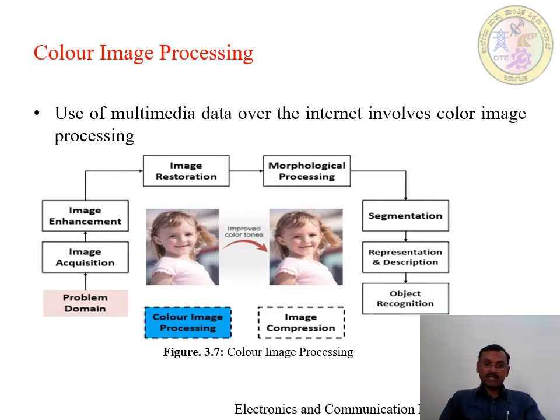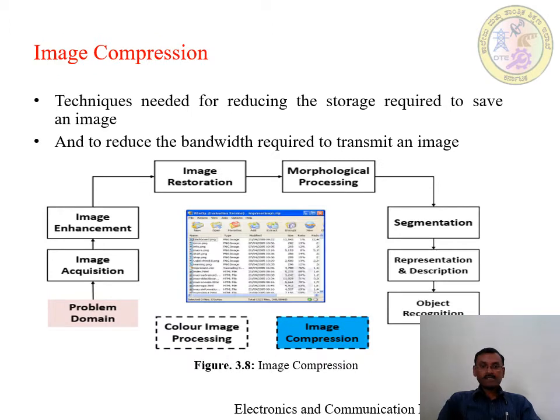In color image processing, as you see on the internet, most of the images have color components along with the gray shades. Therefore, processing such color images is also essential. Then there is a need of image compression. These techniques are used for reducing the storage required to save an image or the bandwidth required to transmit such image data.